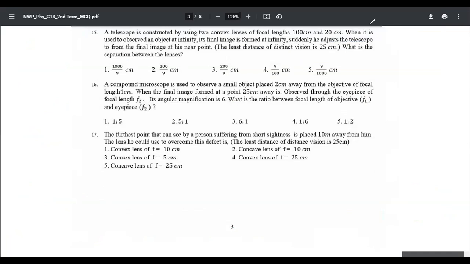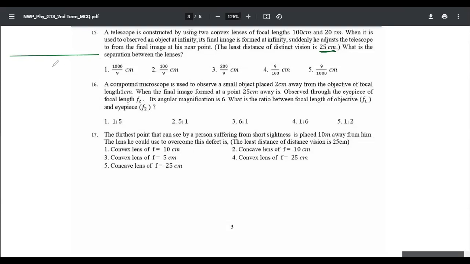Question number 15. A telescope is constructed by using two convex lenses of focal length 100 centimeter and 20 centimeter. When it is used to observe an object at infinity, its final image is formed at infinity. So they're talking about a normal adjustment, right? Suddenly he adjusted the telescope to form the final image at his near point. The least distance of distinction is 25 centimeters. So his near point is at 25 centimeter. What is the separation between the lenses? Okay, a conventional telescope question, a quick revision.